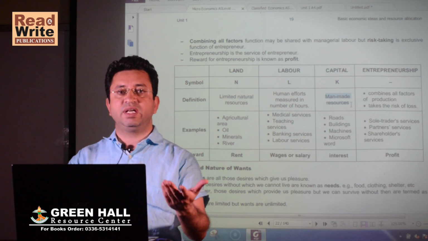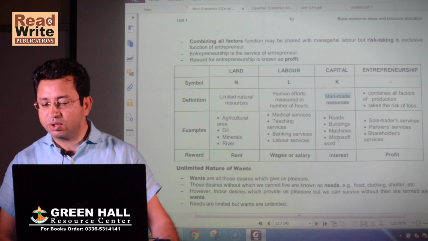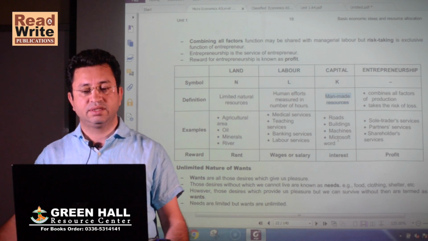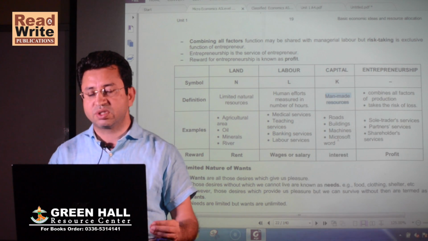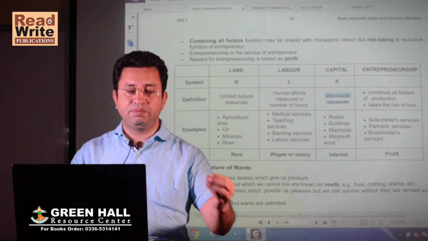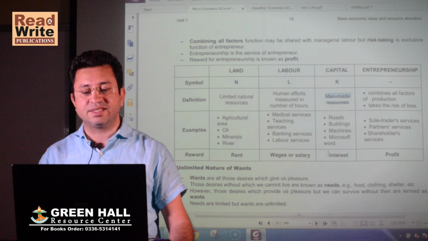Man-made means where human effort is required, like roads, buildings, machines, or Microsoft Word, or any software. They all would be considered as resources produced by human effort, and they would be helpful in any business activity. We call them capital, and the reward for capital is interest.